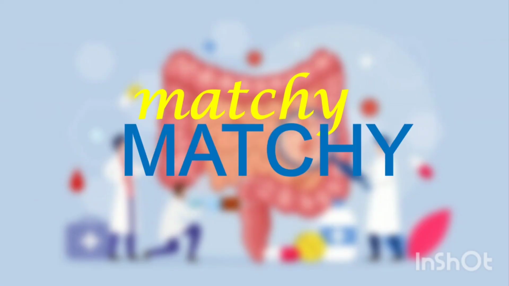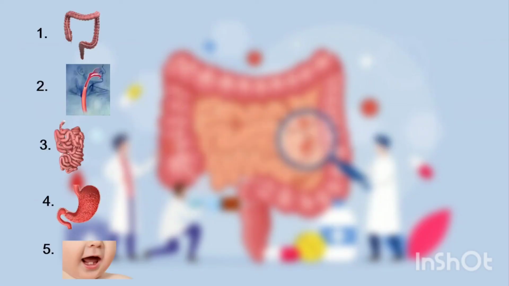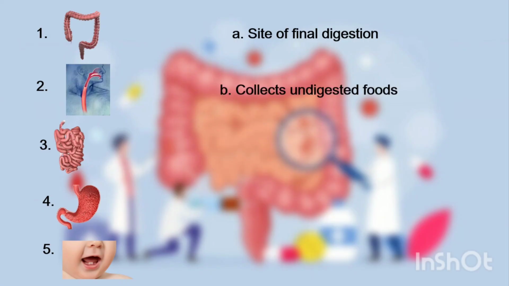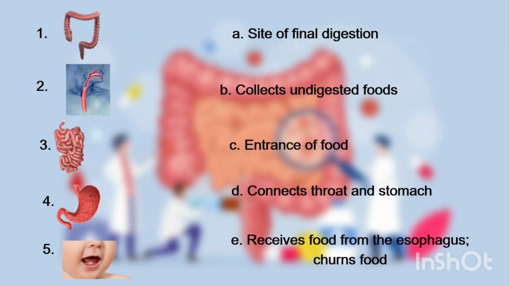For test 2, we have matchy-matchy. Match column A with the pictures of the parts of the digestive system, and we have on the other side the functions of organs.